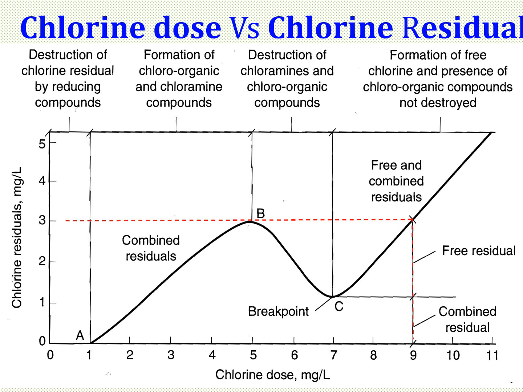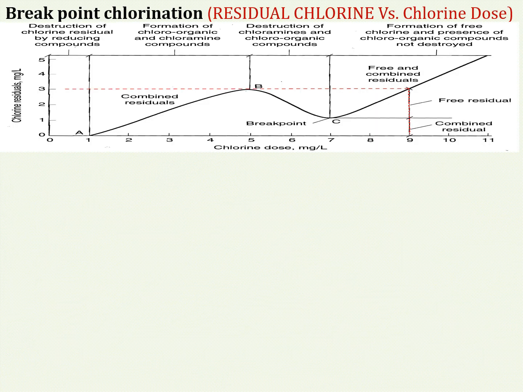Here you can see it's a plot between chlorine dose on the x-axis and chlorine residual on the y-axis. Both these are expressed in ppm or milligrams per liter. And in this plot, point C represents the breakpoint chlorination. Let's now try to understand the graph better by following the curve OA, AB, BC.